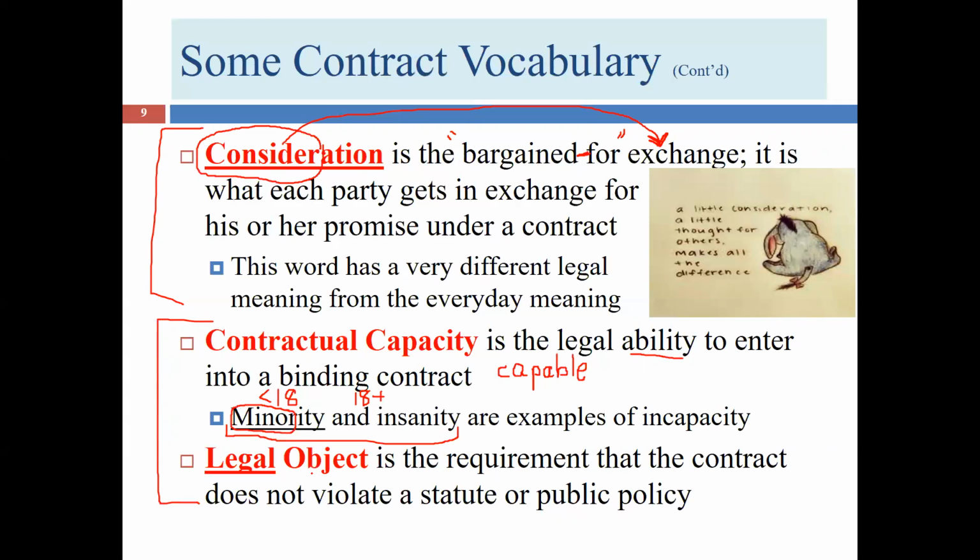But the law doesn't really distinguish. The law doesn't say, well, that person's only 17, but they're very sophisticated about this, so we're going to enforce their contracts. No.